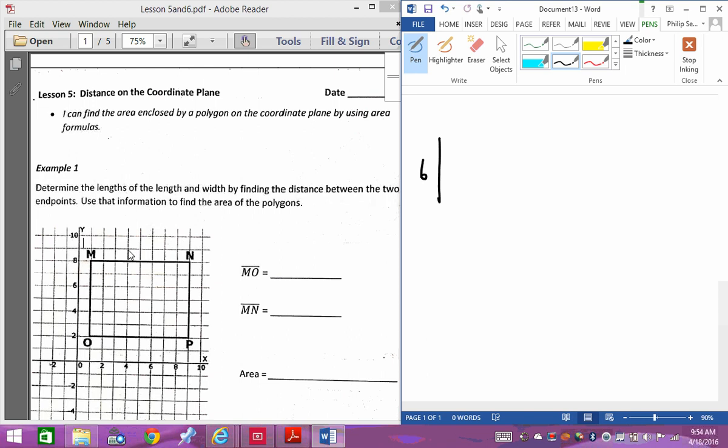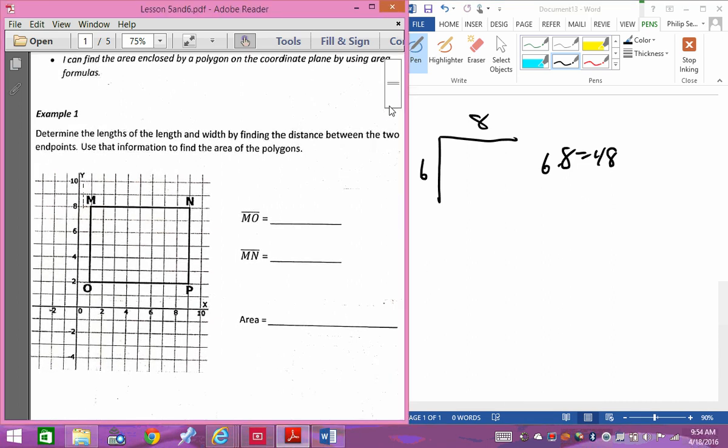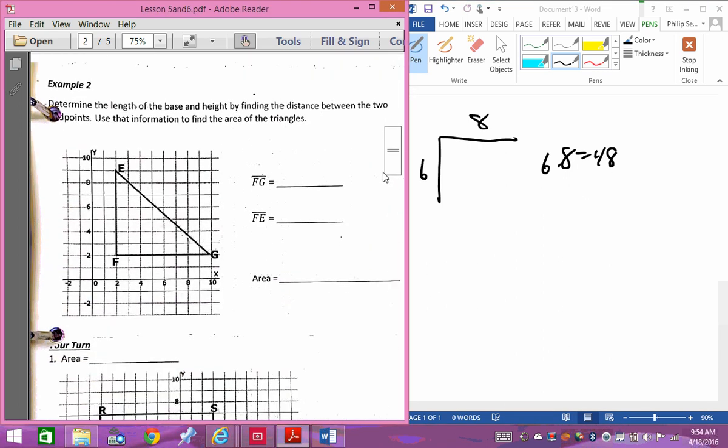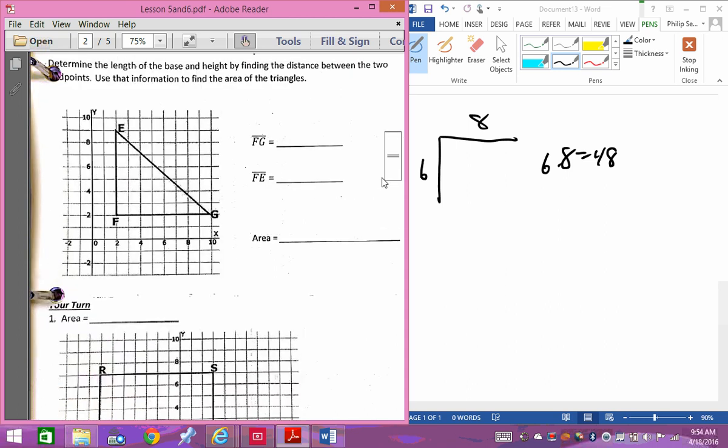Go across for MN: 1, 2, 3, 4, 5, 6, 7, and 8. It goes across 8. So it's a rectangle, 6 times 8. That's where your 48 units come from. So again, we're just counting along with it. Not a big deal.